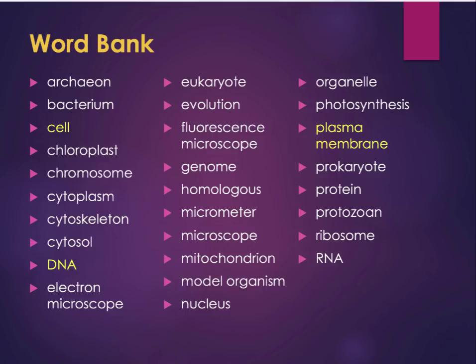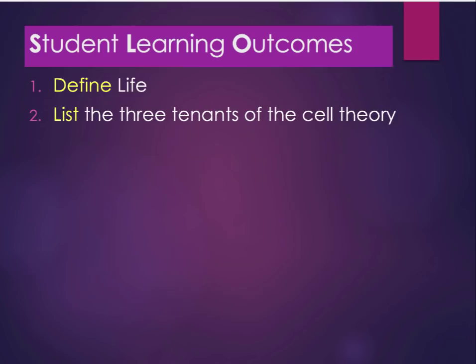In the upcoming slides shortly, I'll be talking about the definition of life and how all living things are made of cells, and within those cells there's DNA, and the cells are surrounded by a plasma membrane. Your task is to answer these 2 questions in depth by the conclusion of this module. The first learning outcome is for you to define life. The second learning outcome is for you to list the 3 tenets of the cell theory. The cell theory is a very important concept in biology.